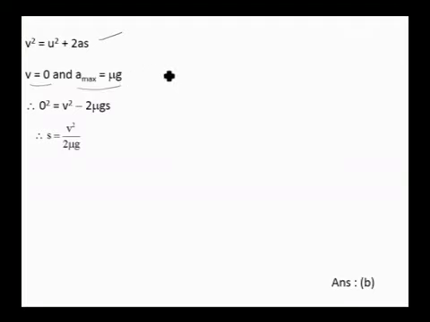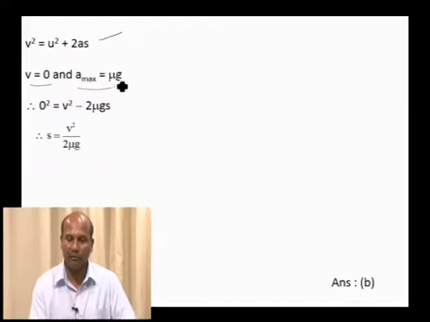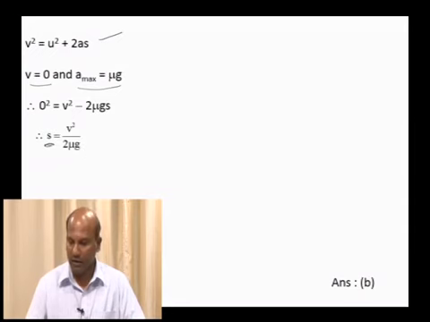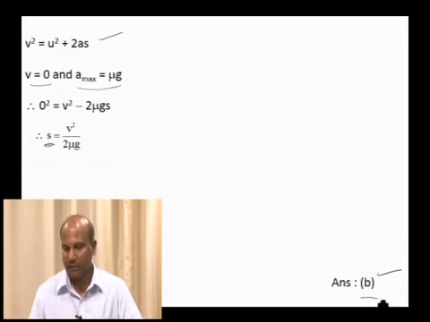The acceleration is the force, and this force is actually mu into g there. So we will replace that. So you will actually see, I want the distance. Distance is v square divided by 2 mu g, and the correct option given is B there. So this is the correct answer. So shall we move to the next problem?